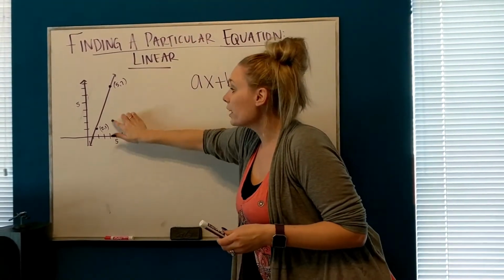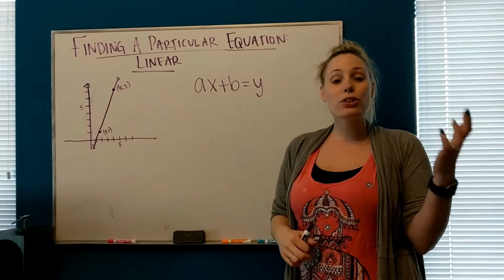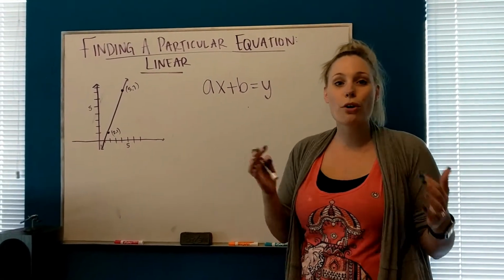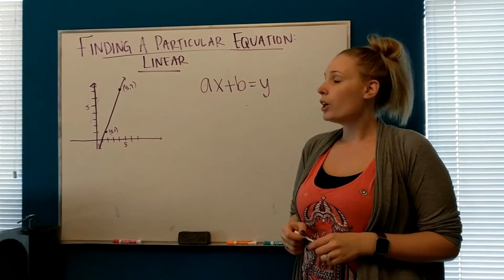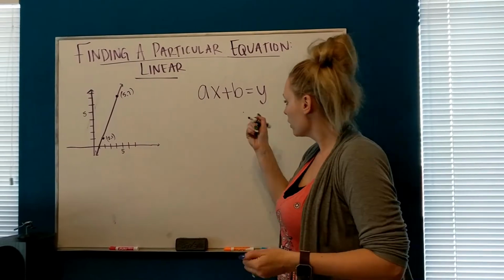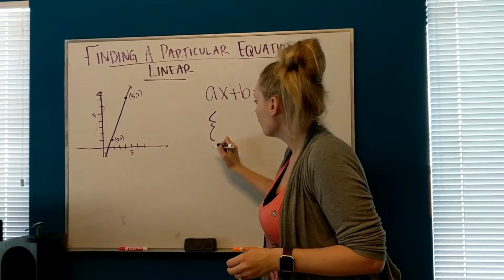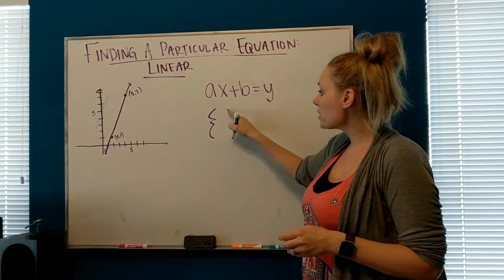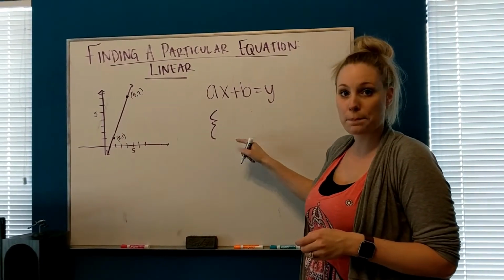These points are really awesome because they give you your x's and your y's. And if you have your x's and your y's, you can solve for the other parts of this equation. So we're going to set up a system of 2 equations, and we're going to plug in the x and y of those points into here. A system is always held with this bracket.